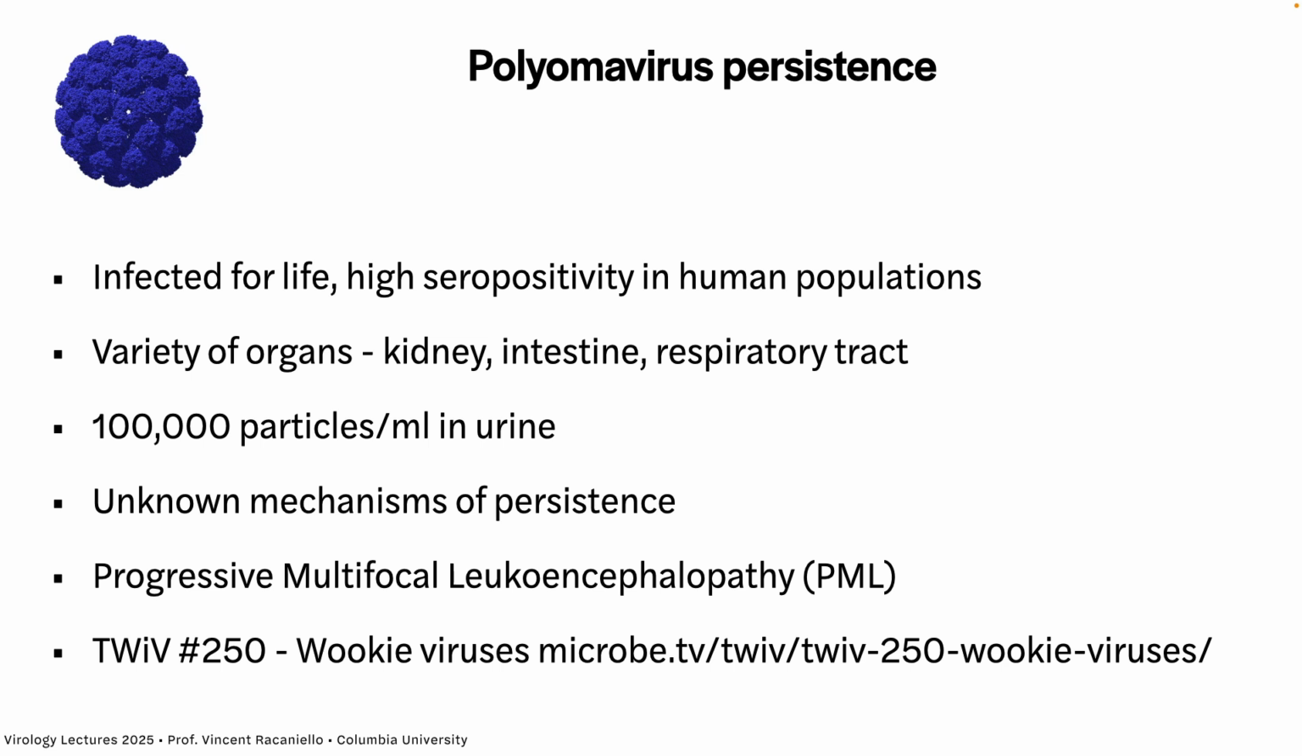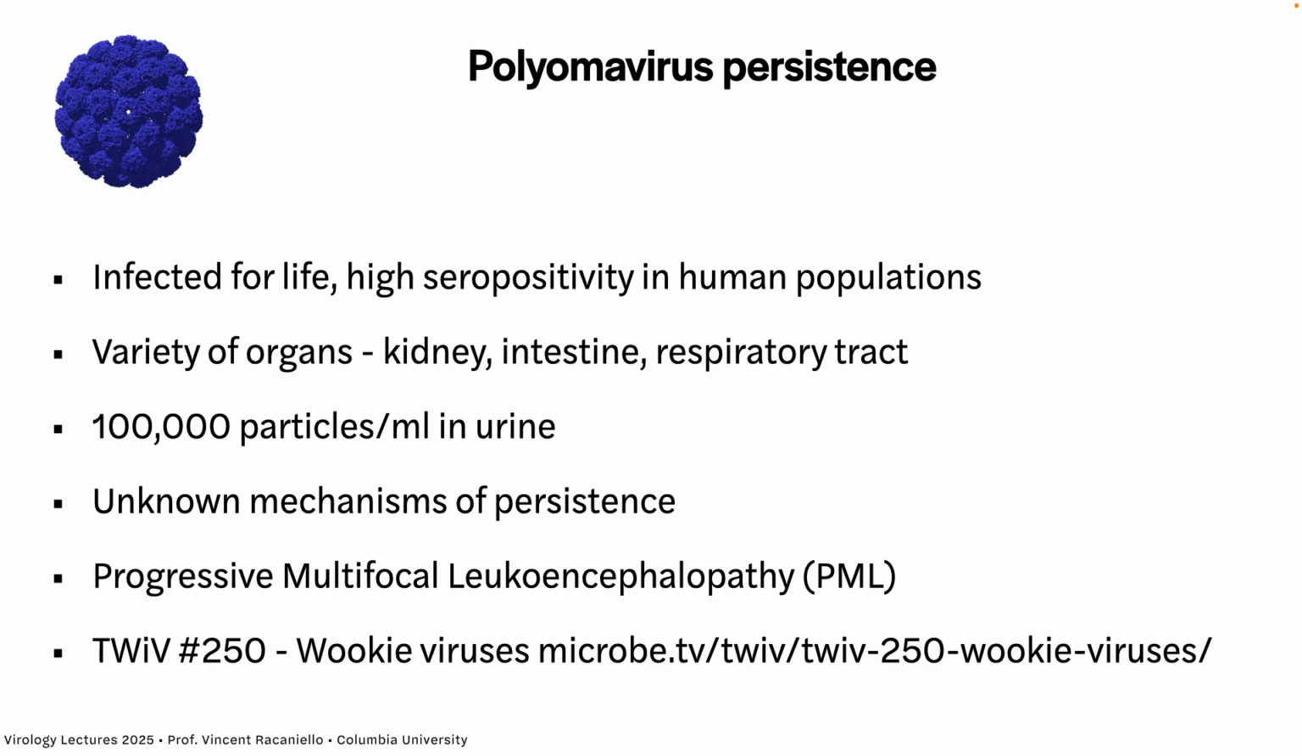Okay? Remember, when you flush the toilet, you make an aerosol. 100,000 particles per mil. We don't know why they persist. They persist in lots of organs without causing damage. They must be in some kind of stasis with the immune system. But there's one case where they can cause damage, and that's the disease called PML, progressive multifocal leukoencephalopathy.